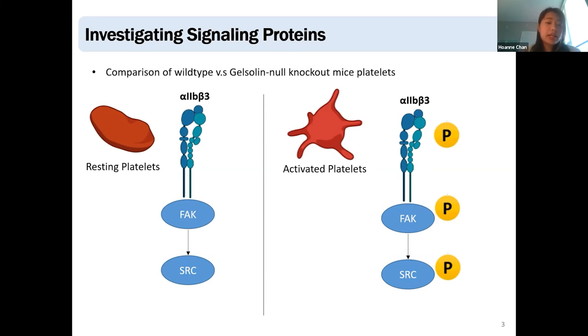So for example, as shown here are the integrin alpha IIb beta 3 receptor and its consequent proteins FAK and SRC. So phosphate groups are added to the proteins during activation. So if this pathway is controlled by gelsolin, we expect to see decreased phosphorylation of the proteins in knockout as compared to the wild type. Next slide, please.